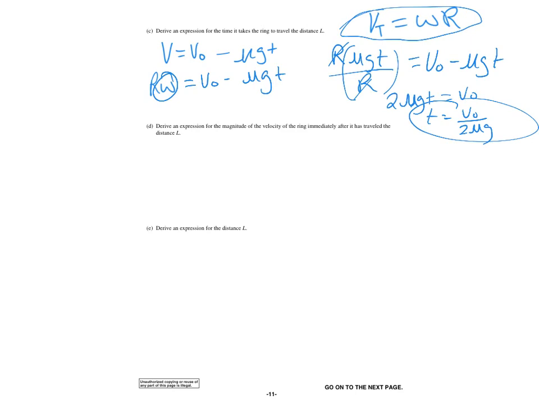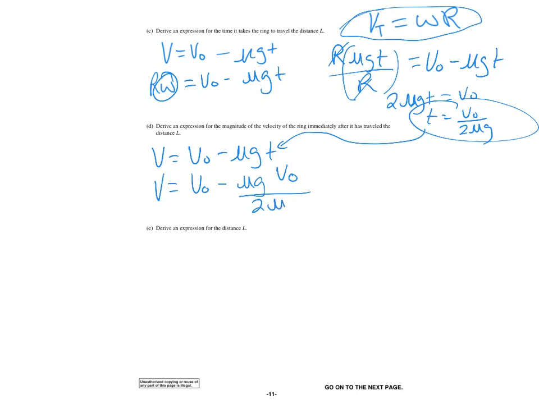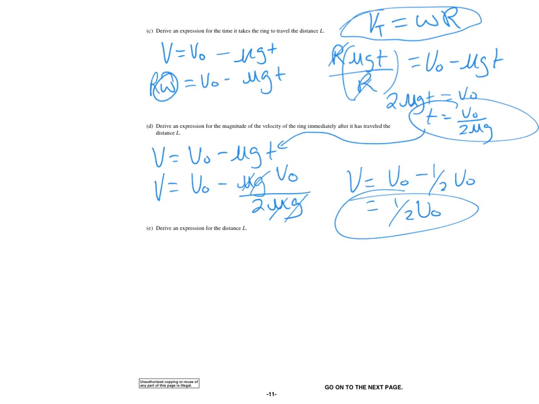For D, we're going to derive an expression for the magnitude of the velocity immediately after it has traveled the distance L. Basically we're starting with the same formula, v0 - μgt, but we now have an expression for t. So we're going to take this t and plug it in. So v = v0 - μg times v0 over 2μg. Now notice μ and g cancel conveniently, and we're left with v = v0 - 1/2 v0, which is 1/2 v0, the answer.